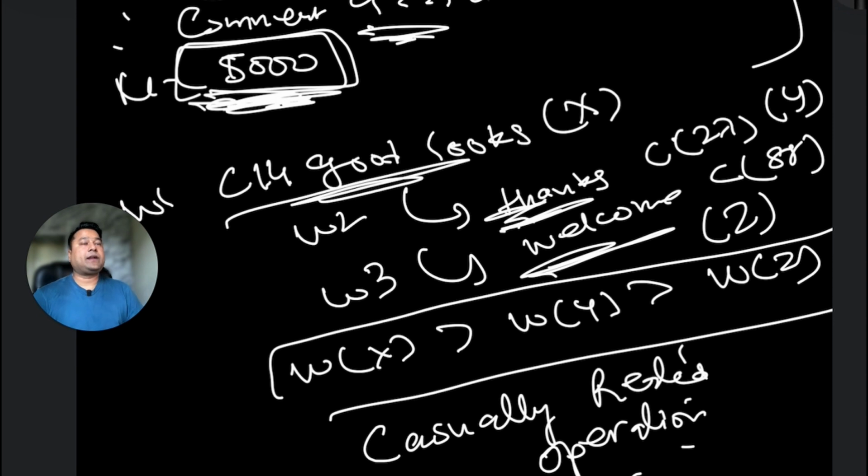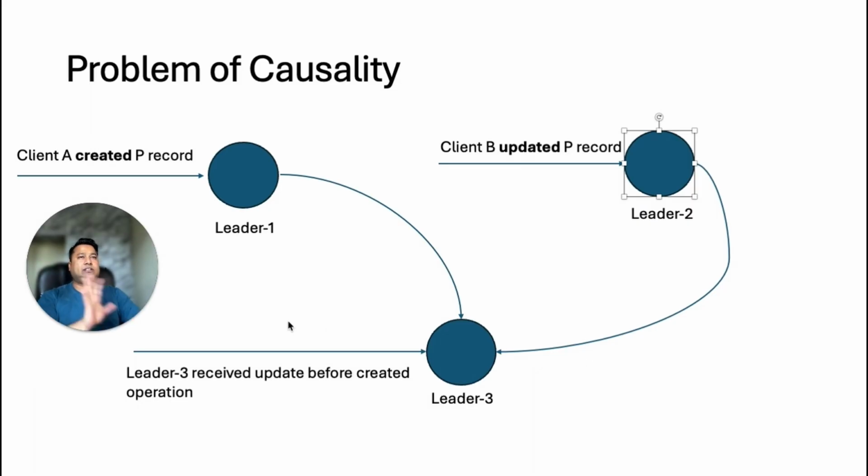So that's what I was trying to explain in the other slide, that is the problem of causality. If you go back and look, you will see the same scenario, right? Because the record was created first and then updated, but leader 3 received the update first and then the create later. So that's the problem of causality, because it should be causally consistent in the way that leader 3 should always get the create operation first and then the update operation.